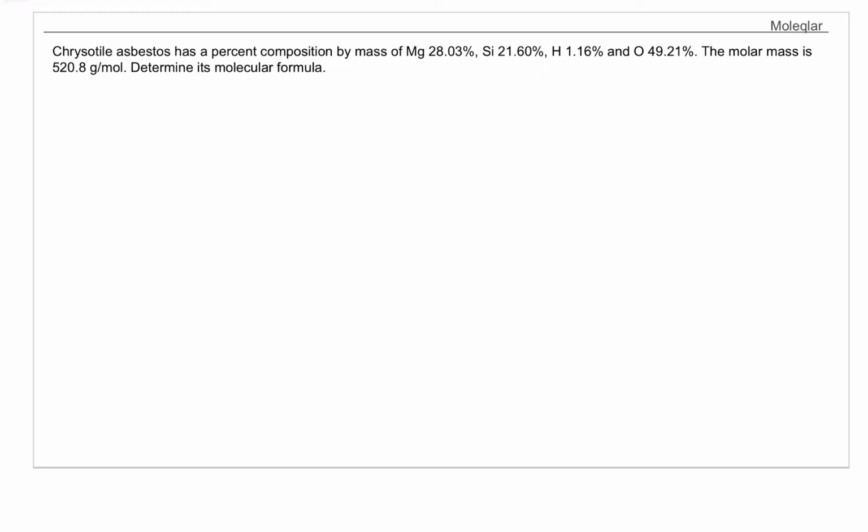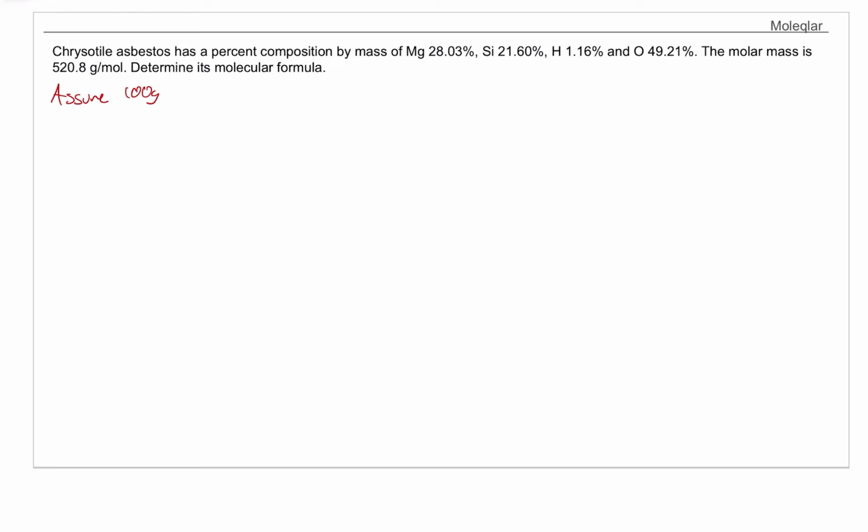So the first step here is to calculate our empirical formula. And the first thing that we need to do is convert these percentages into masses. So what we're going to do is assume 100 grams of this sample. This will allow us to easily convert these percentages, which are out of 100%, into grams.